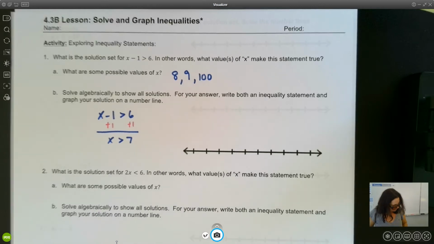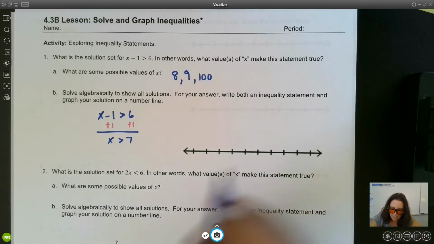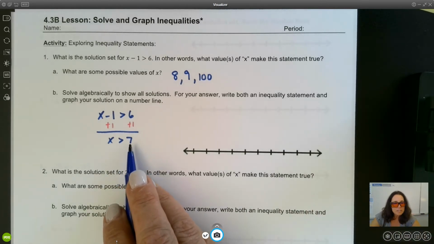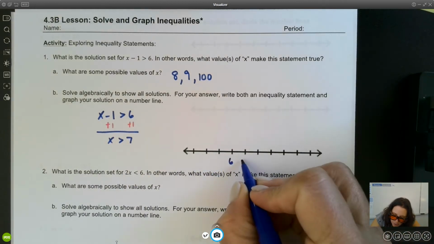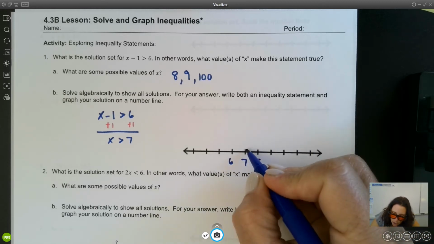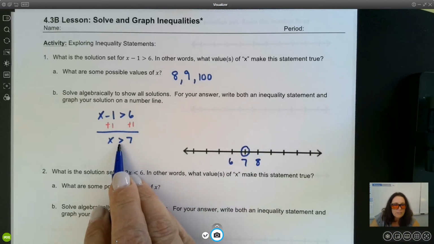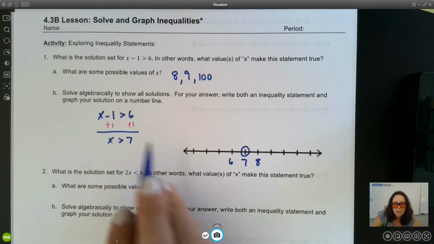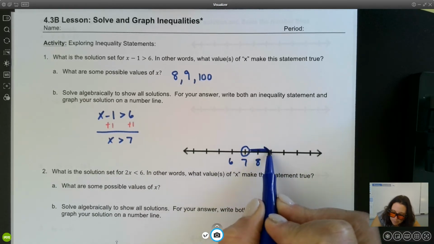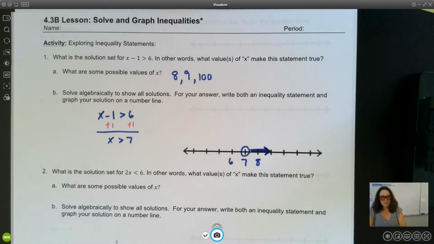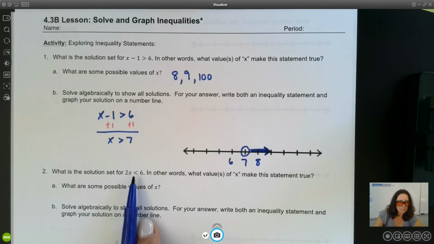So let me jump back in here. So I'm going to go ahead. I want a number to the left of this number, which would be 6, and it doesn't matter where you start on here. 6, 7, and 8. We need an open circle because this doesn't have an equal to with it. And then we're shading to the right. This is the tip of the arrow pointing that way. So we're shading this way.